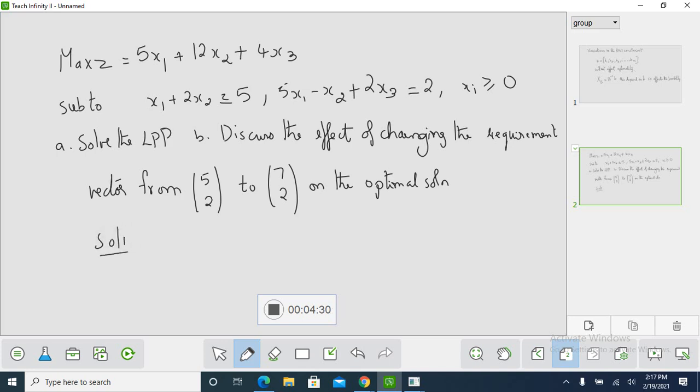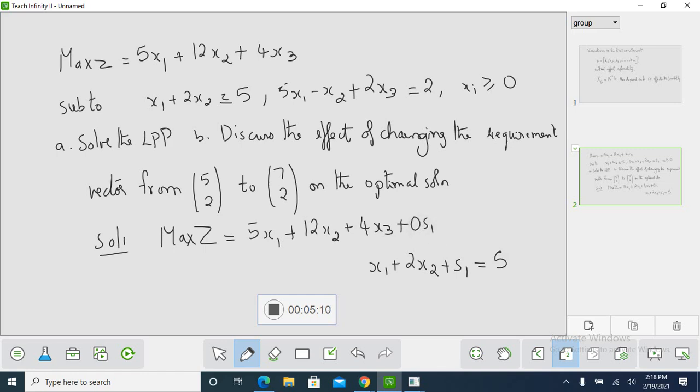What variables should I have? I have maximize, so everything should be less than or equal to. Even otherwise, I don't have to touch the objective function. I will have 5x1 plus 12x2 plus 4x3, subject to, what is the first one? You will have x1 plus 2x2 less than or equal to, so what variable should I add? Slack. Yes, so let me add my slack variable s1 equal to 5. The cost associated with the slack is 0, so the objective becomes 0 s1.